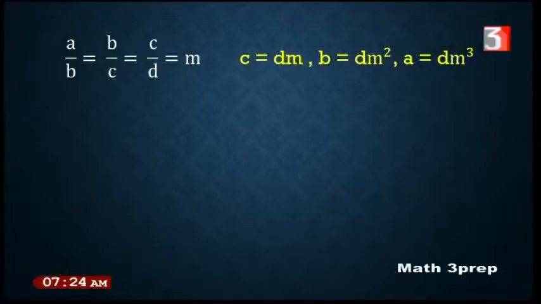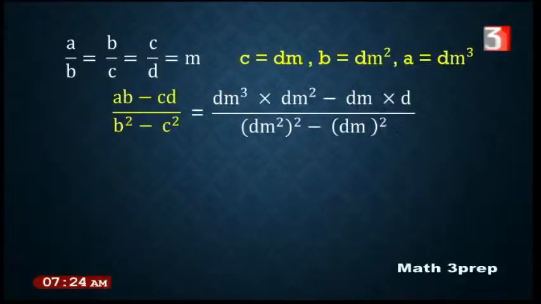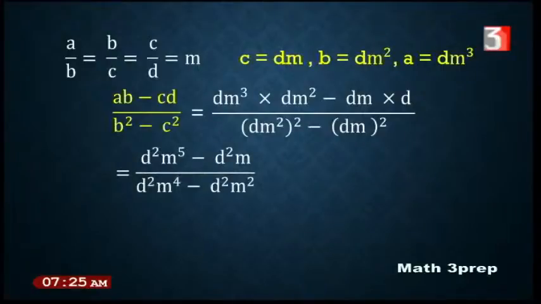Now, by taking the left-hand side, which is (ab minus cd) over (b squared minus c squared), by substituting for the values of a, b, and c, so it is dm to the power of 3 times dm to the power of 2 minus dm times d, over b, which is dm to the power of 2, all to the power of 2, minus c, which is dm, all to the power of 2, to obtain a result as d to the power of 2 m to the power of 5 minus d to the power of 2 m, over d to the power of 2 m to the power of 4 minus d to the power of 2 m to the power of 2.